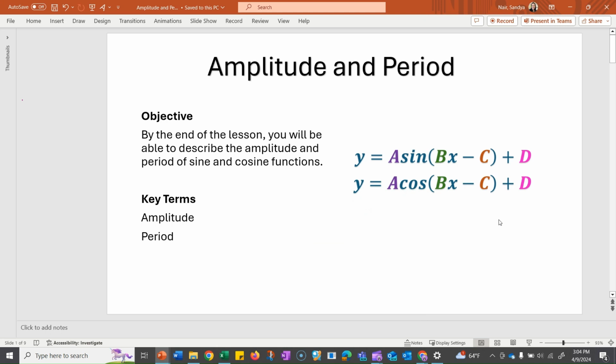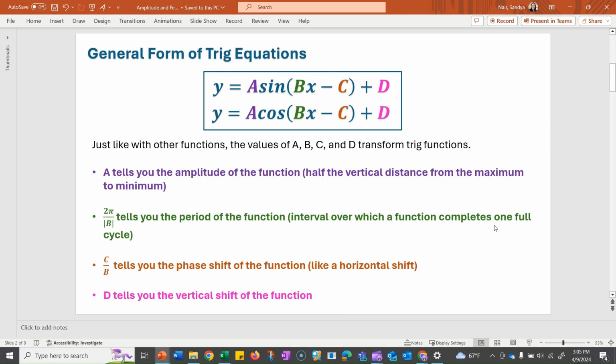In this video, we're going to talk about how to describe the amplitude and period of sine and cosine functions. So the general form of trig equations we talked about in the last video. Remember, A tells you the amplitude of the function, so that's half the vertical distance from the maximum to the minimum. 2 pi over b tells you the period of the function, so that's the interval over which the function completes a full cycle.